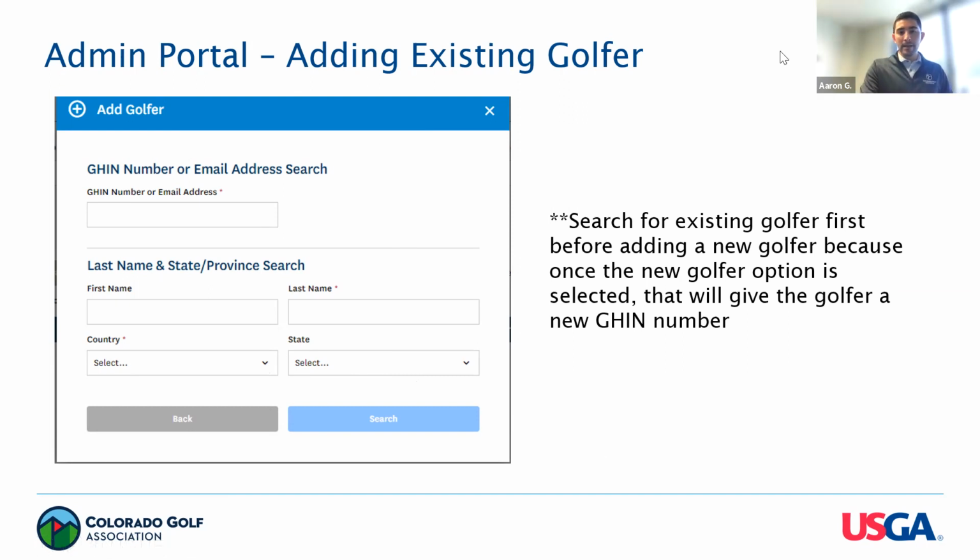But again, I can't harp on this enough. Please, please, please search for people first before adding them as a new golfer. Because if they get added again, you'll probably get an error because the email addresses will most likely match. And then you have to call me, and I'll have to merge the two. The process is easy if you do accidentally add somebody a second time, but we want to make sure people only exist in the GIN system once.